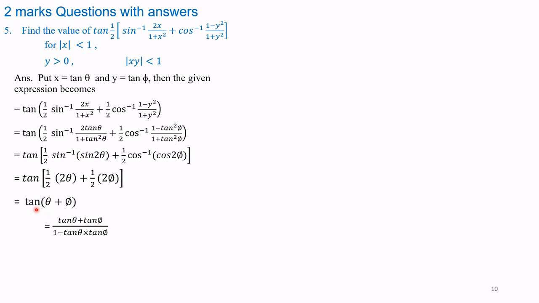Therefore, further expanding, tan of a plus b is equal to tan a plus tan b divided by 1 minus tan a tan b. Therefore, tan of theta plus phi becomes tan theta plus tan phi divided by 1 minus tan theta tan phi. That is equal to, where we have substituted x as tan theta and y as tan phi, x plus y divided by 1 minus x into y. That is the final value for the given equation.